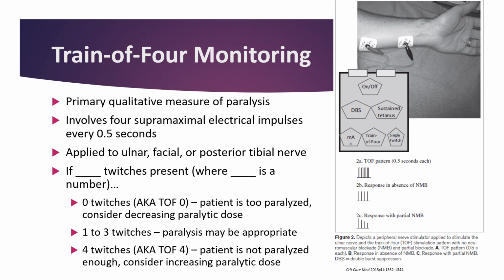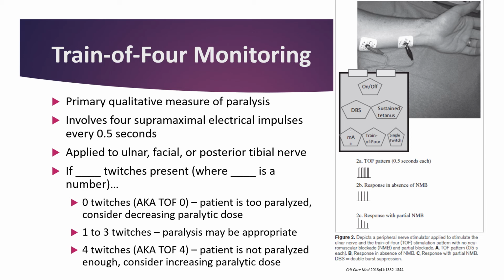If you see 1 to 3 twitches, that means that there's some paralysis going on as a result of your paralytic agent. Now, if you see 4 twitches, aka train of 4, which basically just means that you see all 4 twitches that are being induced by that machine, the patient is not paralyzed enough, and in that case, you might want to consider increasing the paralytic dose.